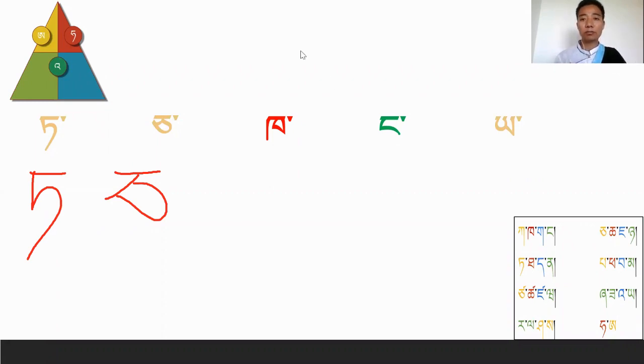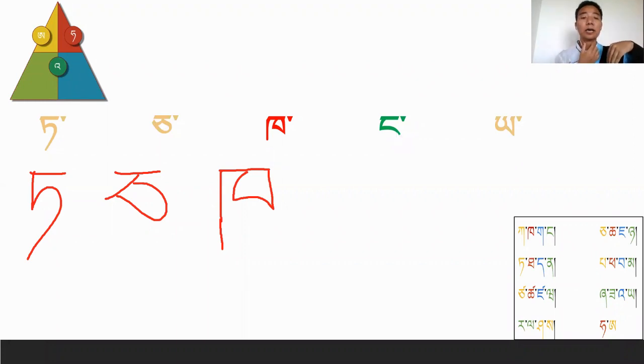Then the third one is ka. So how to write ka? You can write it like this. Then second step, then third step, then the fourth step is like this. This is ka. It's a medium tone. The color is red.